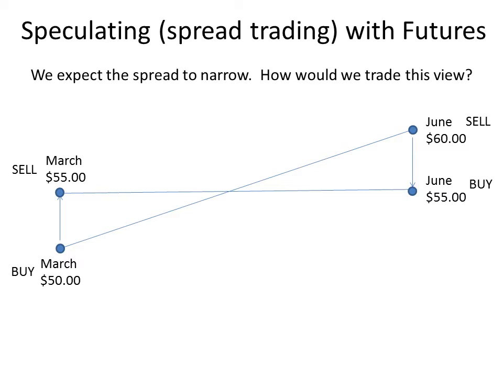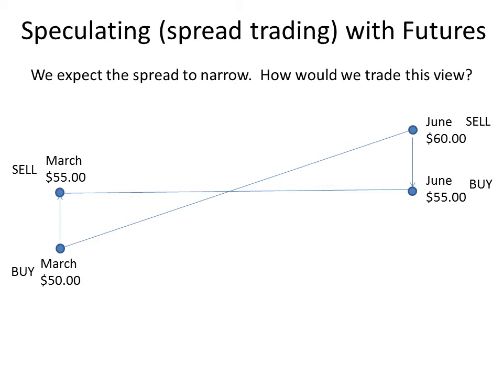So if we look at the March leg now, we originally bought at 50, we close out at 55, so we'll make a $5 profit on the March leg. On the June leg, remember, we sold originally at $60, we simply buy back at $55, and in this simple example, we'll also make $5 on that leg. So overall, we've made a $10 profit on the trade. So this is an example of how we trade the narrowing of the price relationship between two futures contracts.